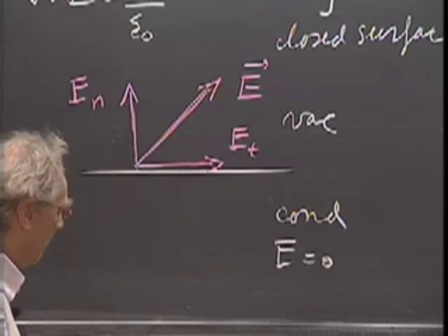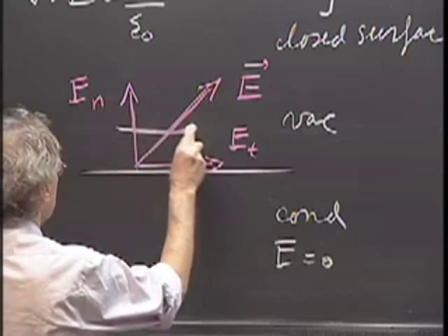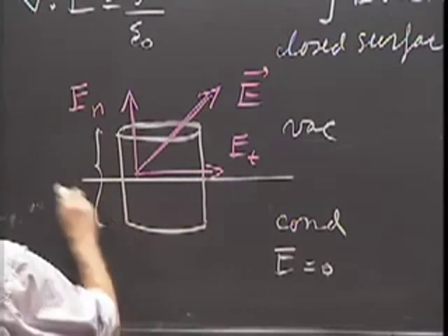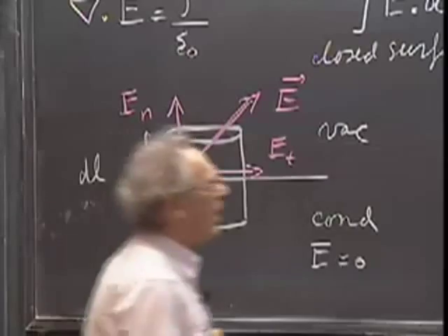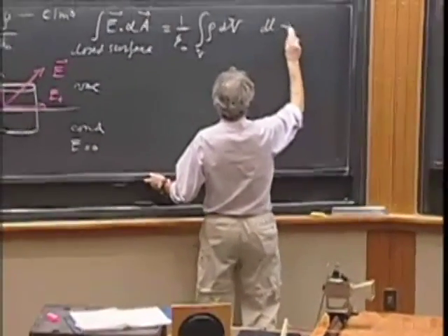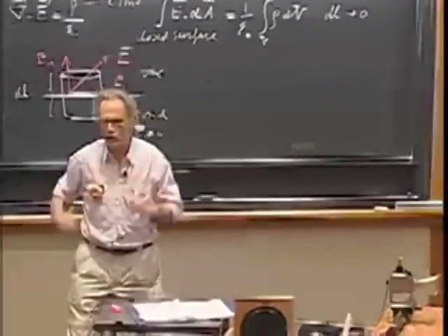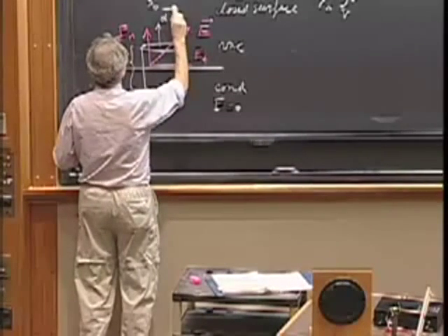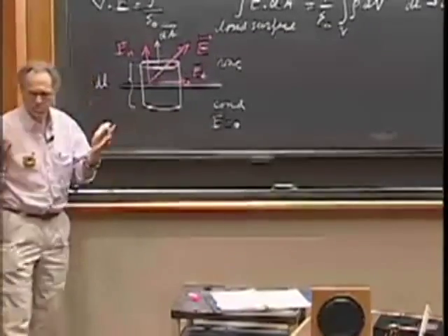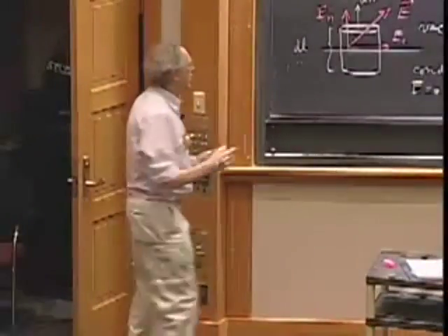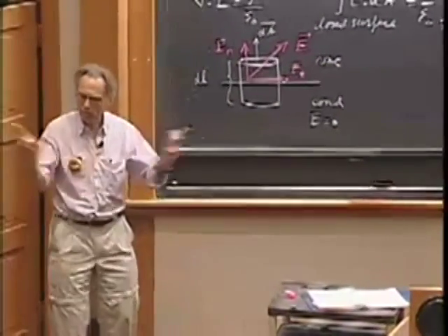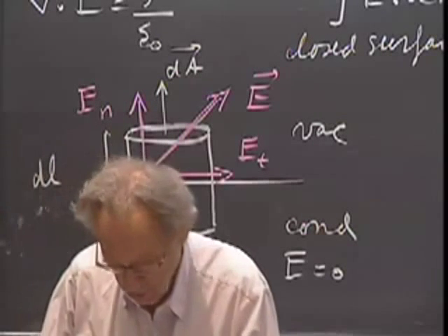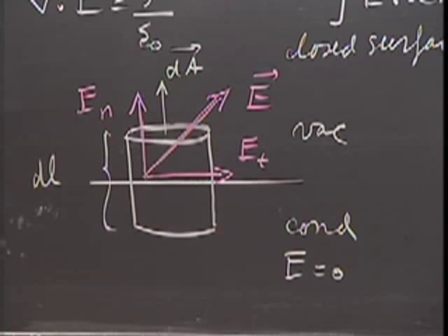And so now I'm going to make my pillbox. And so here is my pillbox. The height of the pillbox is dl. And in my calculations, I'm going to go to the limiting case that dl goes to 0 so that I get the conditions at the surface. And this has an area dA. I draw the vector perpendicular to this surface. By convention, we always have the vector from the inside of the box outside, so the dA is in this direction. And so now I can apply Gauss' law, which is what we have there.